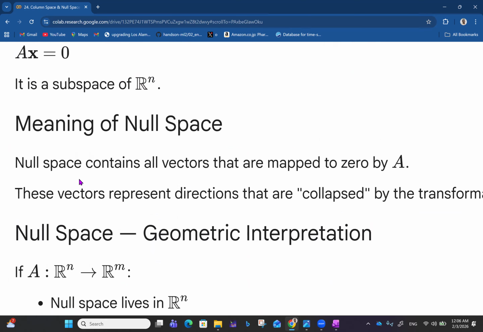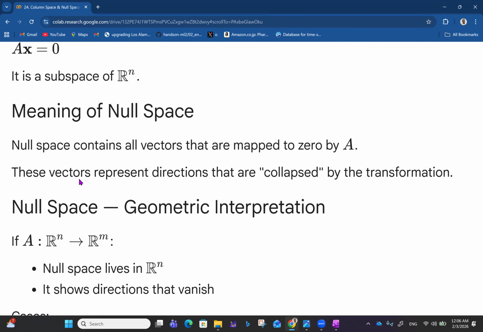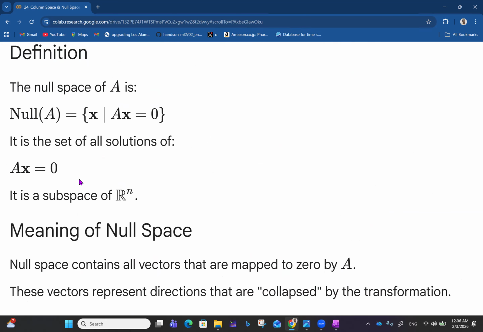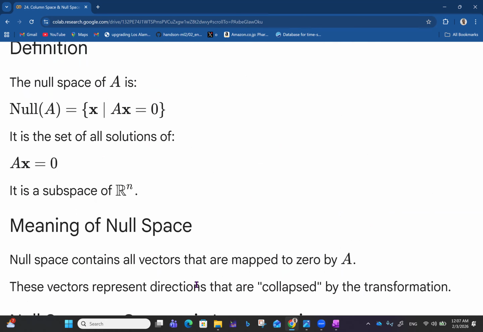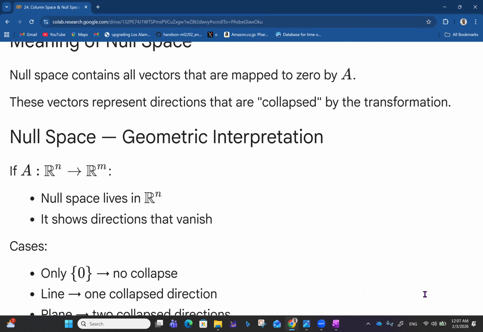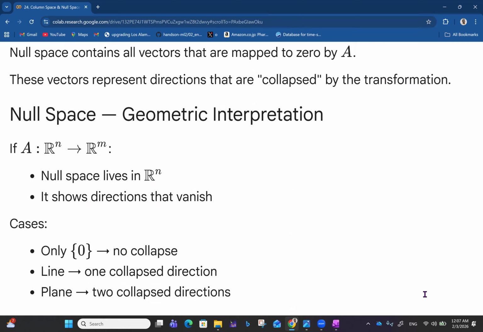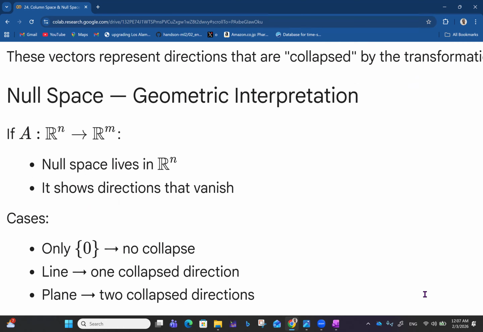So let's talk about the meaning of null space now, some kind of intuitive meaning of null space. Null space contains all vectors that are mapped to 0 by A, right? These vectors represent directions that are collapsed by the transformation. So we have a collapsing happening because you get values of x being 0. In the geometric interpretation, if A maps Rn to Rm, null space lives in this Rn, and it shows directions that vanish.